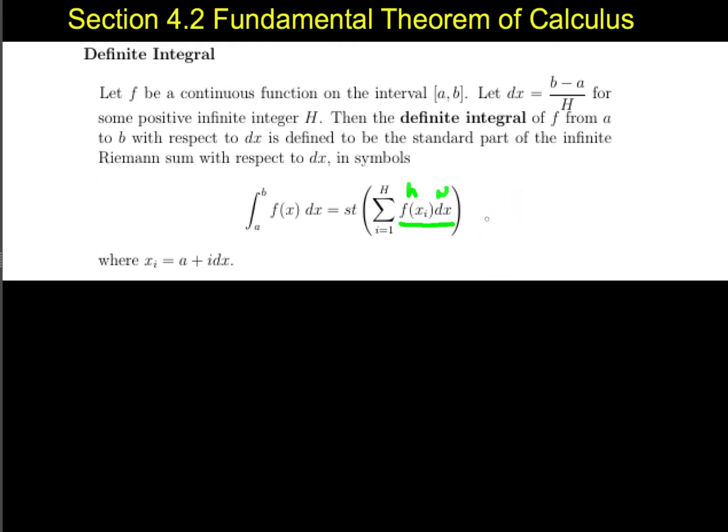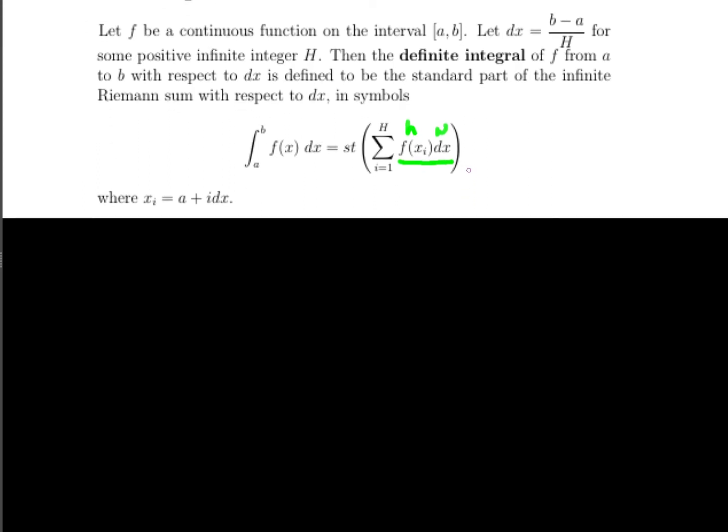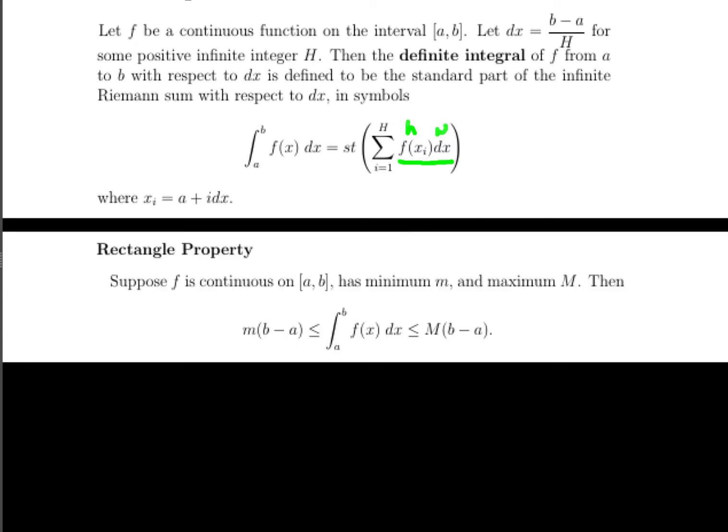But before we get there, we have to establish a few theorems and facts about the definite integral. So the first one is the rectangle property of definite integrals. And it says that if f is continuous on the interval a to b, has a minimum value of little m and a maximum value of capital M, then we can get a bound on this definite integral, that it's going to be no bigger than big M times the length of the interval and no smaller than little m times the length of the interval.